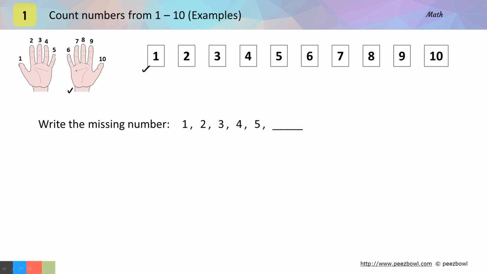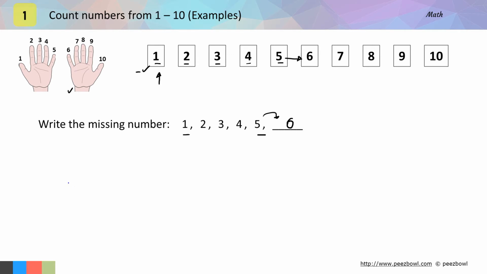In this example you need to count from 1 till 5 and see which number comes after 5. You can use your fingers to count numbers as well as the number shown above. I will refer this number scale. See here, we have 1, 2, 3, 4 and 5. And after 5, 6 comes. So, in the blank field, number 6 will come.